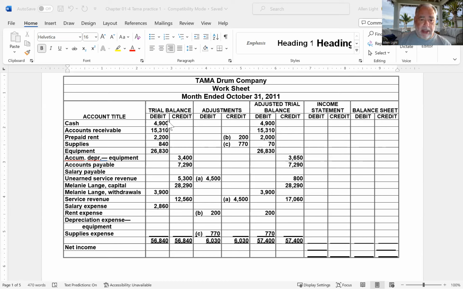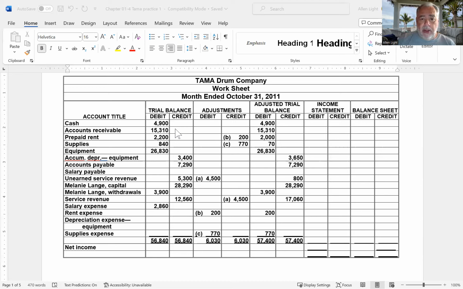So we do our trial balance. Now, in the practice sheets, I've given you all the balances for all the accounts already, and it balances, okay? So there you go. There's your balances right there. So we're in good shape.